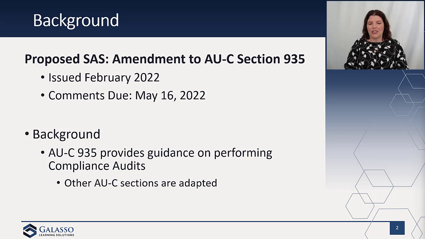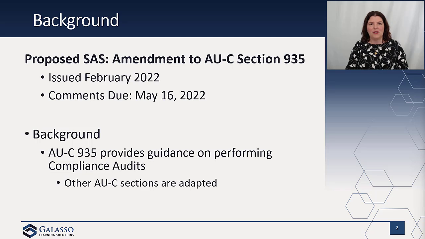So AUC Section 935 is when you're performing a compliance audit. This is most commonly used when performing a single audit. So when you perform a single audit, you are providing an opinion on whether the entity complied in all material respects with the compliance requirements set up by the federal government, right? So if you have spent more than $750,000 of federal funding, you will get a compliance audit. That compliance audit will verify your compliance with the laws and regulations and terms and conditions of the grant agreement.